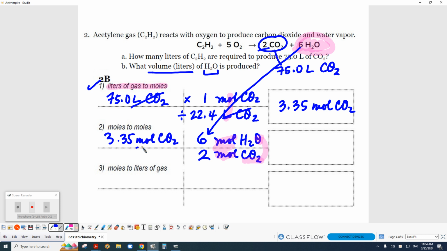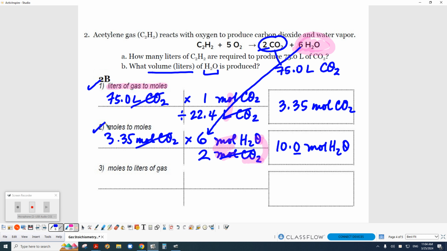And now the moles of CO2 cancel out, and we're left with moles of H2O. And if we use a calculator, 3.35 multiplied by 6 divided by 2 gives us a 3-digit answer of 10.0 moles of H2O. There's an intentional 0 there, so we have 3 digits. Step 2 complete.